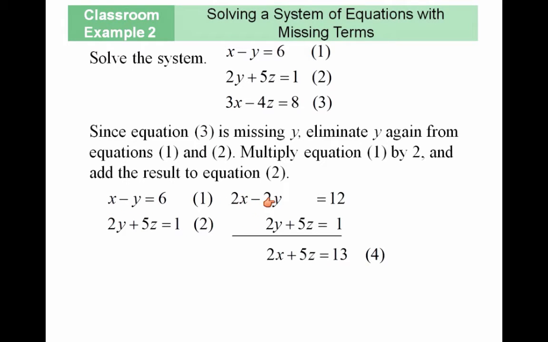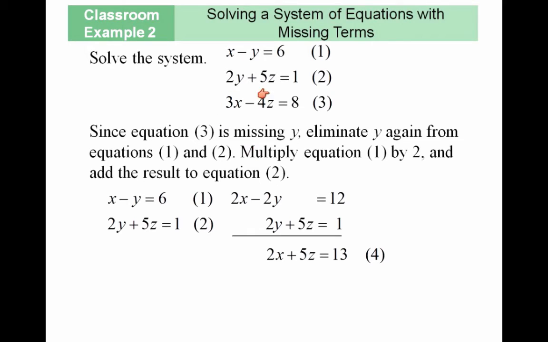So here we have 2x minus 2y is equal to 12. Remember, you have to multiply each term by 2. And then the next one is 2y plus 5z is equal to 1. As you see there, once I add these two, the coefficient of y cancels each other out. And then we get 2x plus 5z is equal to 13. That's my new equation, number 4, we call it.